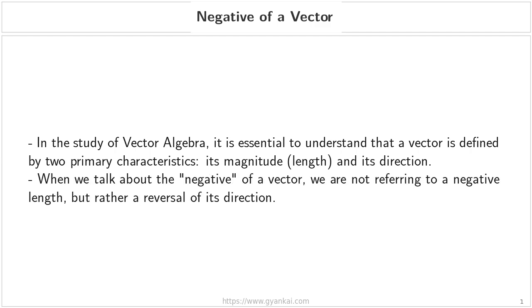Now, this brings us to our main topic. When we use the term negative in the context of a vector, I want you to be very careful. We are not talking about a negative length or a negative magnitude, because, as we will see in the next slide, magnitude can never be negative. Instead, when we speak of the negative of a vector, we are strictly referring to a complete reversal of its direction. Think of it as a 180-degree flip. Let's move on to the next slide to look at the formal definition of this concept.